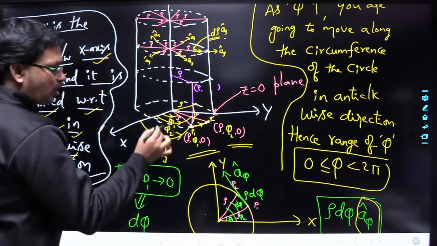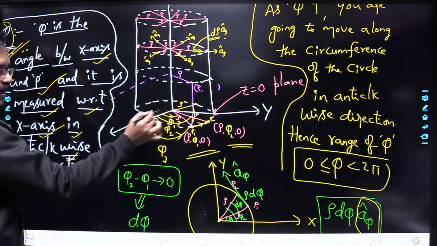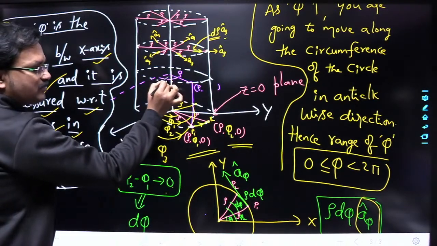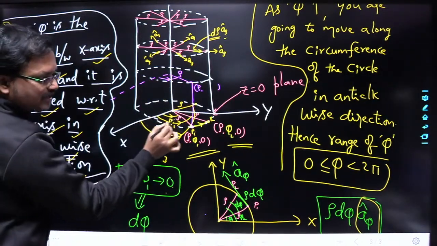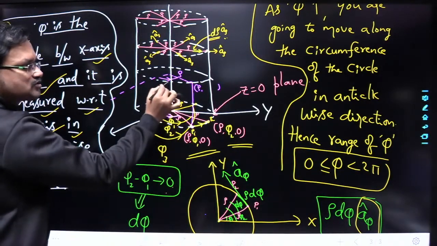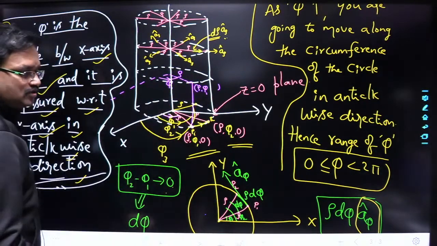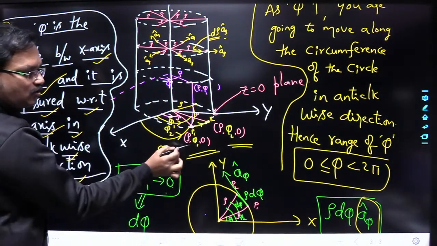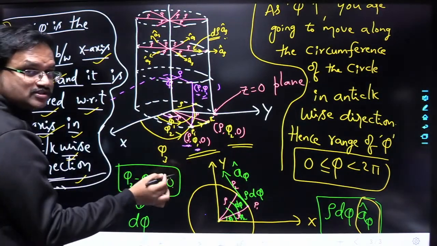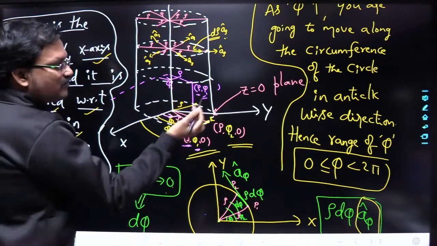Now if you draw a line parallel to the x-axis, the angle between this line and rho is the same as phi 1. So this angle is nothing but phi 1, and phi 1 is also not going to change. So as you move from this point to this point, rho is not going to change, phi 1 is also not going to change. What is going to change? The Z value is going to change.